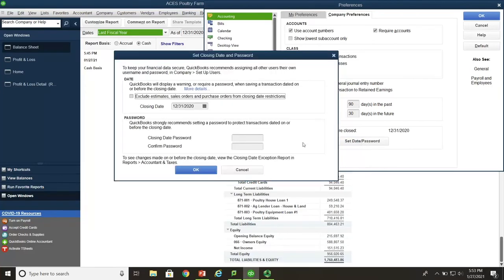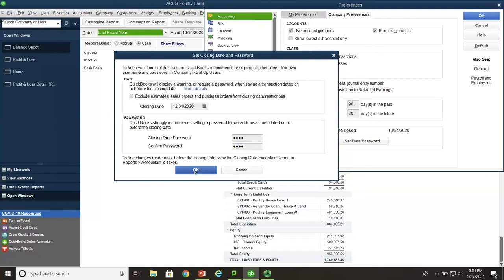Now, if we wanted to have a password, and we highly recommend that you have a password that the bookkeeper knows, that the farmer knows, having the password will make sure that you cannot accidentally make an entry into 2020 once the 2020 tax return has been finished. So, in this example, we're going to type in a password.